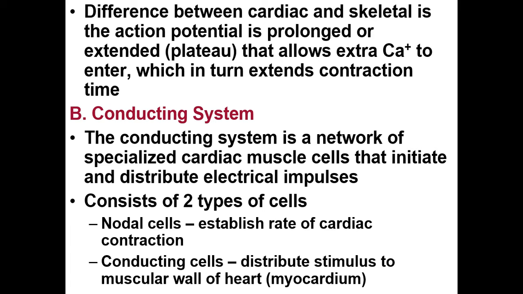There are two types of cells. You have what are called nodal cells and you have conducting cells. Nodal cells are your pacemaker cells. They establish the rate or pace of contraction, and the conducting cells distribute the stimulus. So it's essentially like having two bosses and they're telling people when to do things.